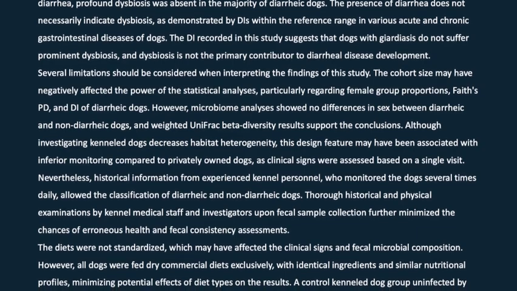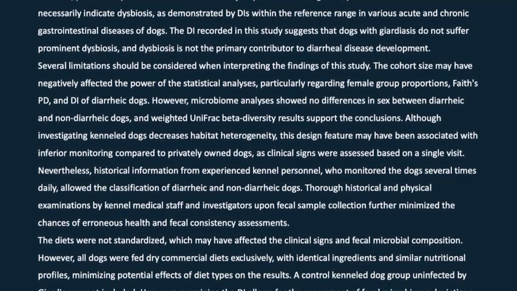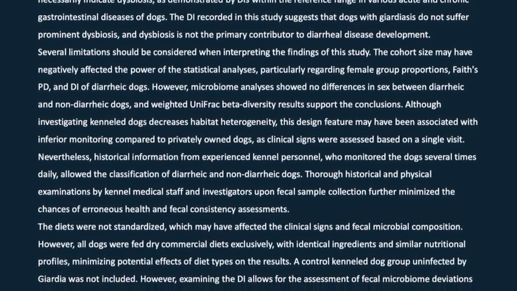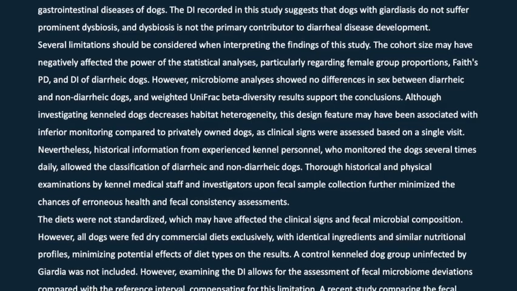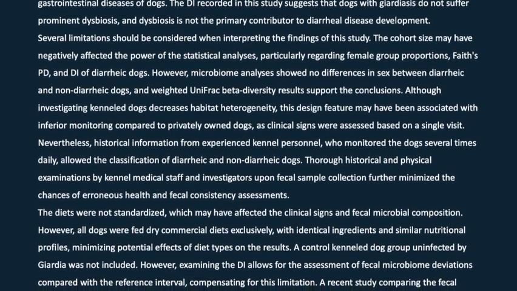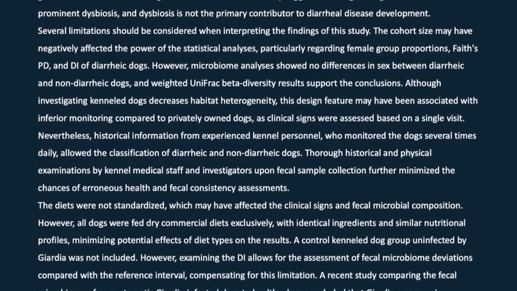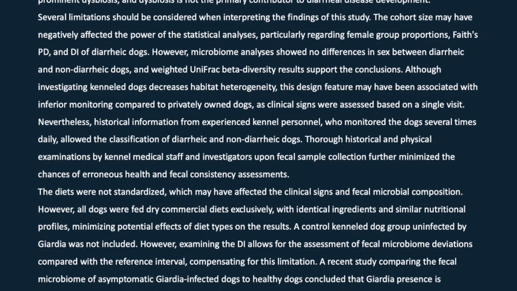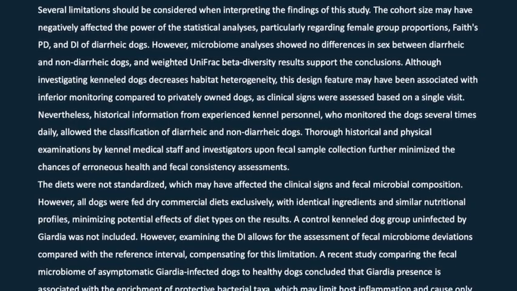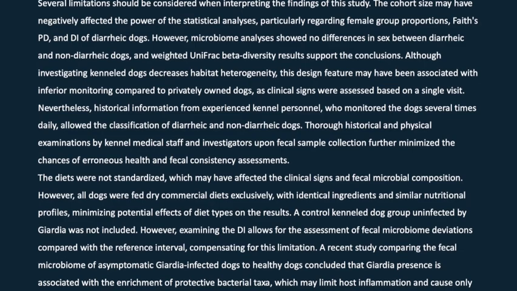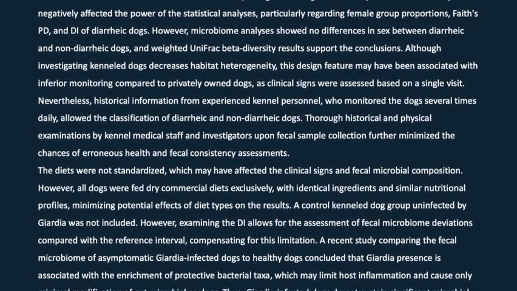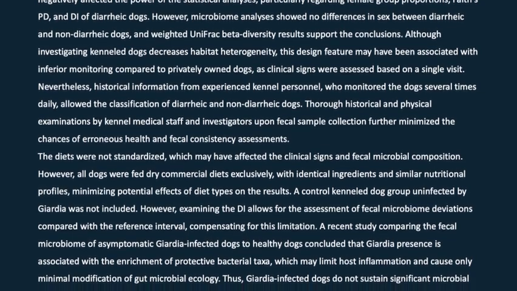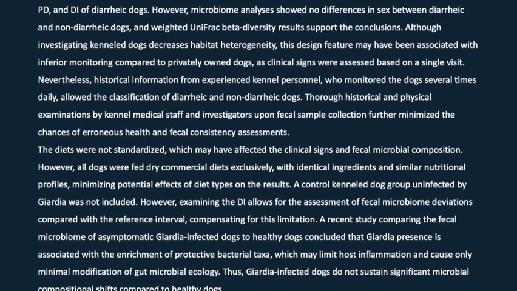Nevertheless, historical information from experienced kennel personnel who monitored the dogs several times daily allowed the classification of diarrheic and non-diarrheic dogs. Thorough historical and physical examinations by kennel medical staff and investigators upon fecal sample collection further minimize the chances of erroneous health and fecal consistency assessments. The diets were not standardized, which may have affected the clinical signs and fecal microbial composition. However, all dogs were fed dry commercial diets exclusively, with identical ingredients and similar nutritional profiles, minimizing potential effects of diet types on the results.